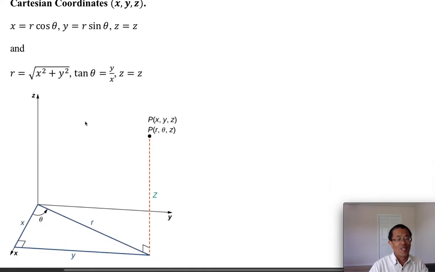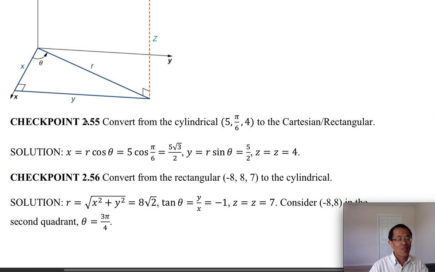How about we look at one example here. I just took the example from the textbook, converting from cylindrical to Cartesian or rectangular coordinates. Basically, there's no surprise in this part. We are going to use the formula x is r times cosine theta. So r is given as 5, theta is pi over 6. And also you need to know those triangles or the trigonometric function values for some special angles precisely, exactly.